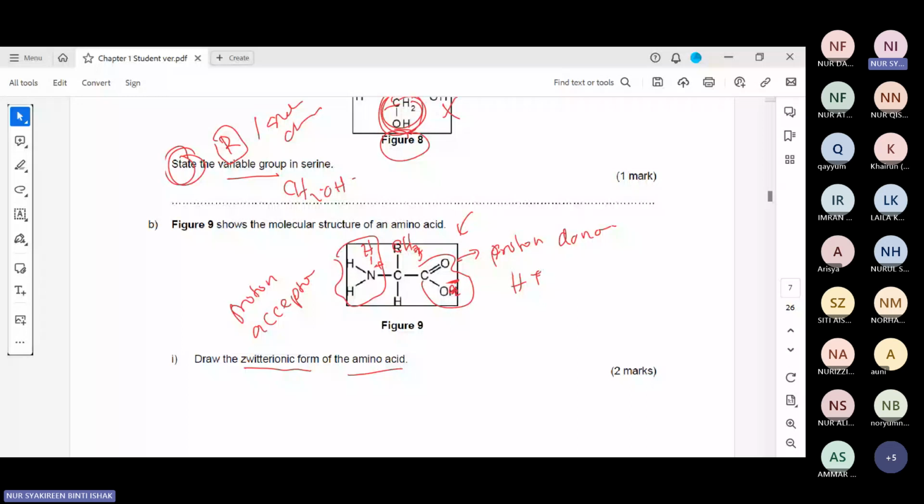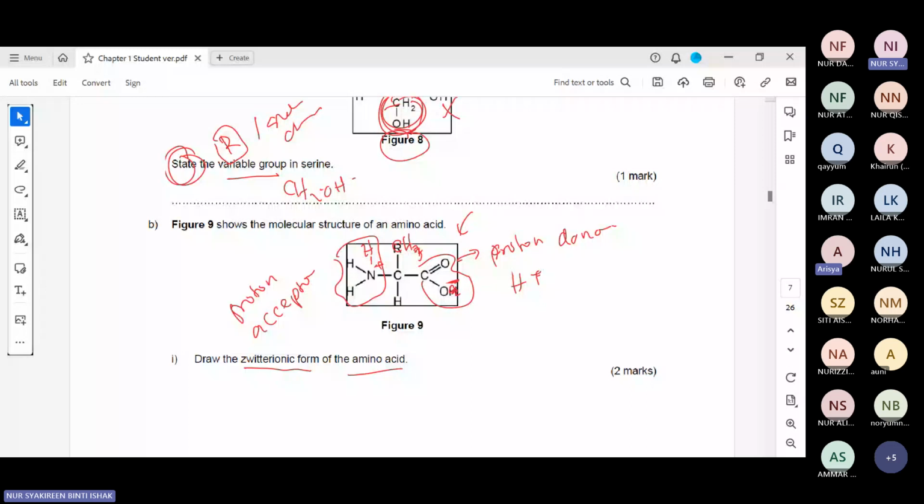So bila dia bagi R kat sini, awak tulislah R. Tapi kalau dia bagi another atoms, a group of atoms, you draw exactly what the diagram gives you. Okay, so positive. So this is the zwitterionic form. Okay, so amino acids, boleh tadi?